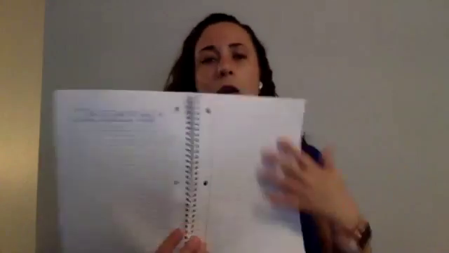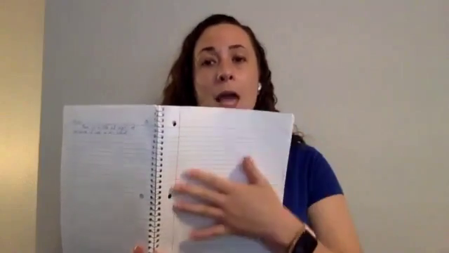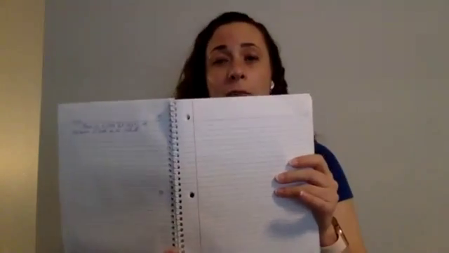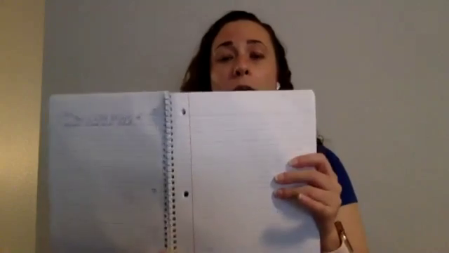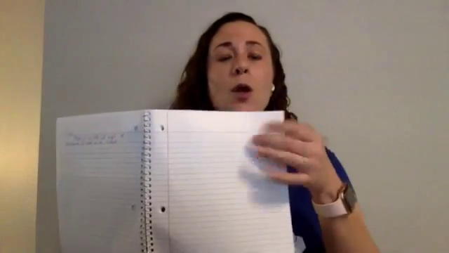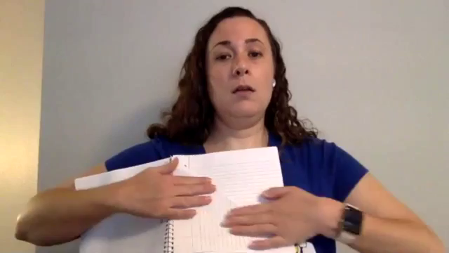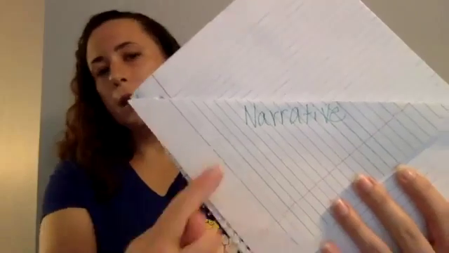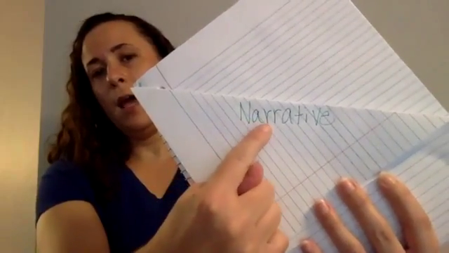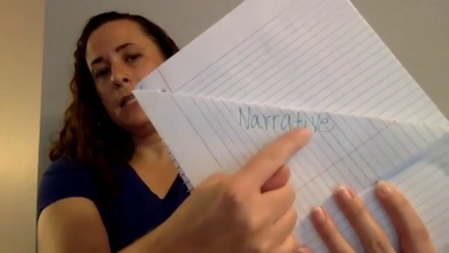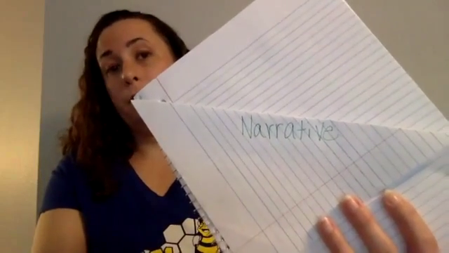In your writing spirals, I want you to find the next blank page. And the reason I want you to find the next blank page is because we're going to fold it down like we did in our reading spirals. You just need one page, and you're going to fold it down to make that marker. We're going to label it narrative.